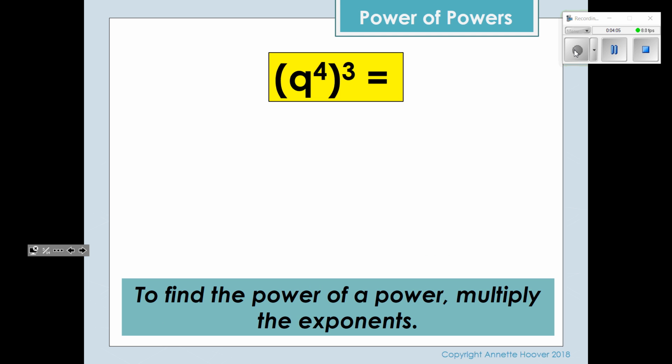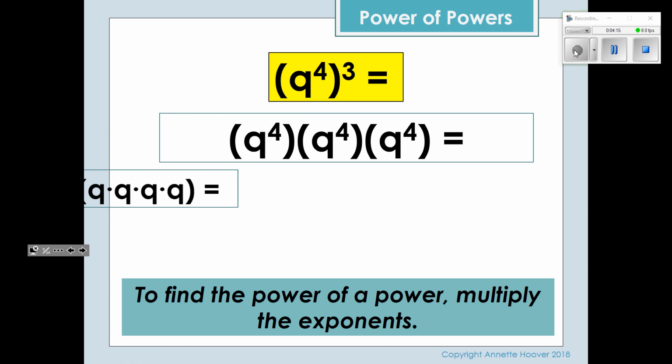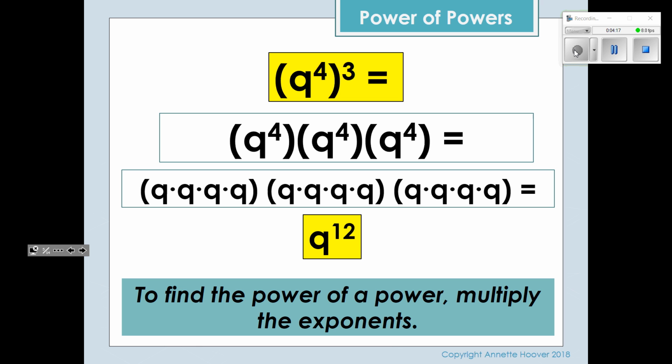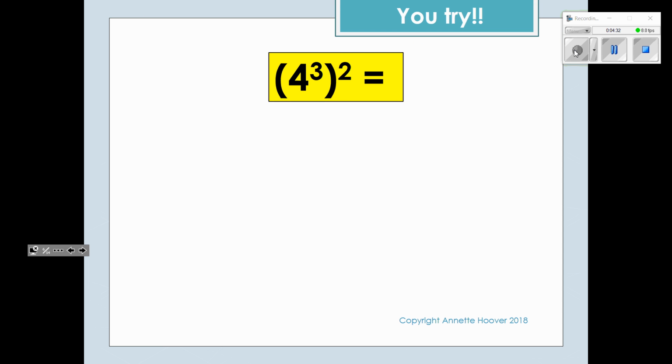Q to the 4th power raised to the 3rd power. Hopefully you can get so that you can look at these and automatically know, ooh, power raised to a power, power of powers, I multiply them, and that would be Q to the 12th power. This one's not on your notes, so you don't have to worry about writing this down. But here's what it means. You have Q to the 4th power 3 times. So here's Q to the 4th, Q to the 4th, Q to the 4th, which makes 12 of them all together. You try it here.